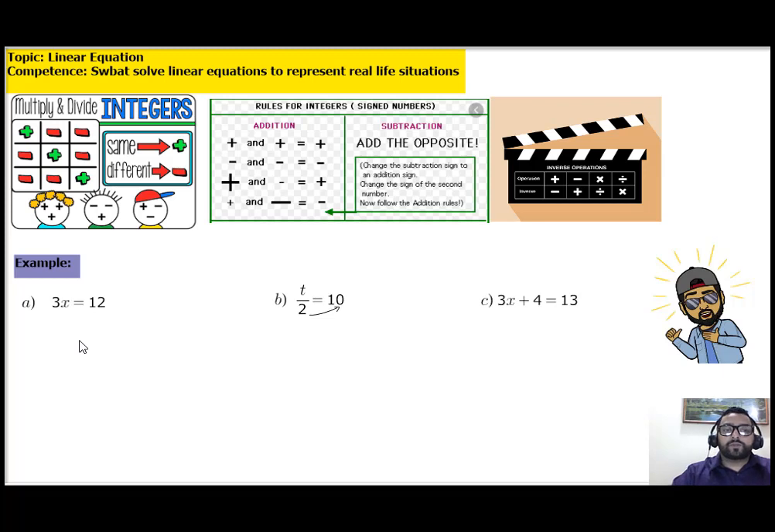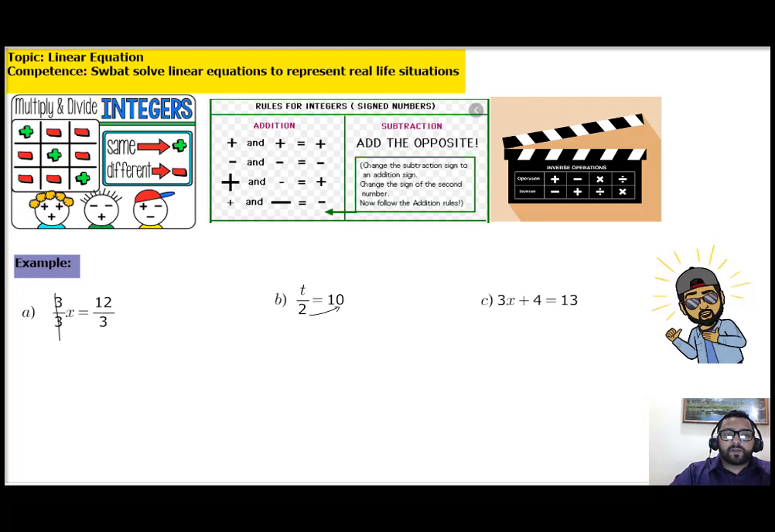So what do you have to do? Look at this. In this case, 3 is multiplying with the variable. So the inverse operation of multiplication is division. To keep the equation balanced, we are going to divide both sides by the same number. We are going to divide by 3 here, and the 12 you are going to divide by 3. In this way, when you divide by 3, you keep the balance in the equation.